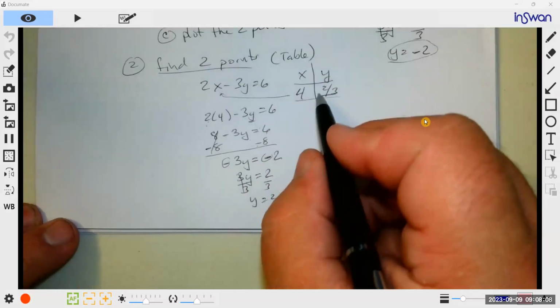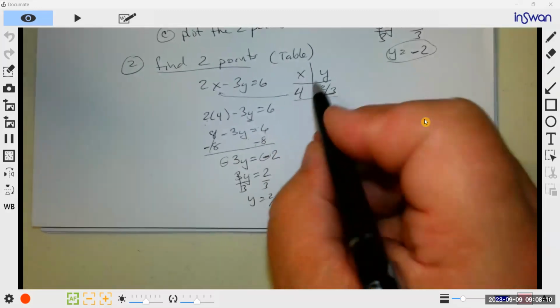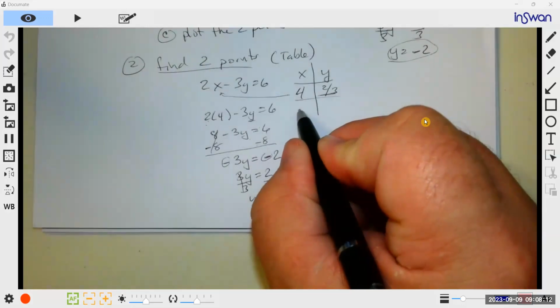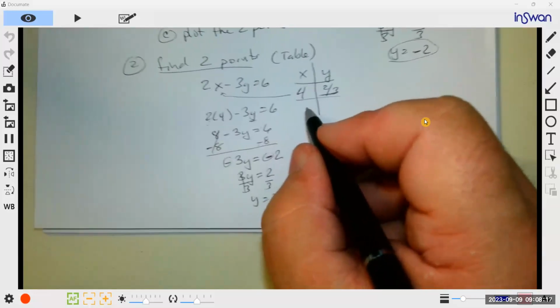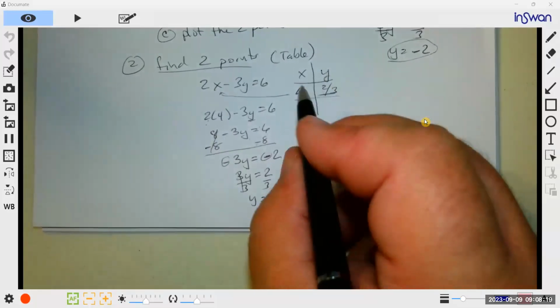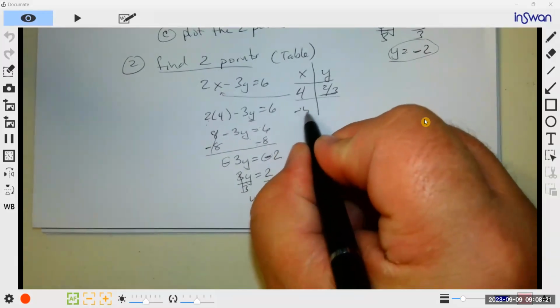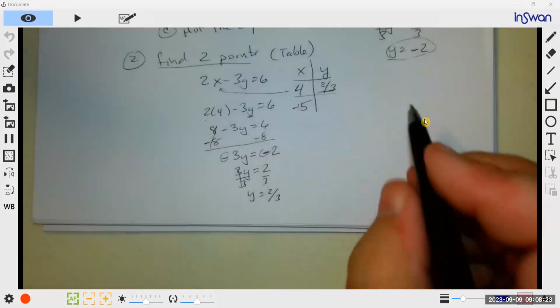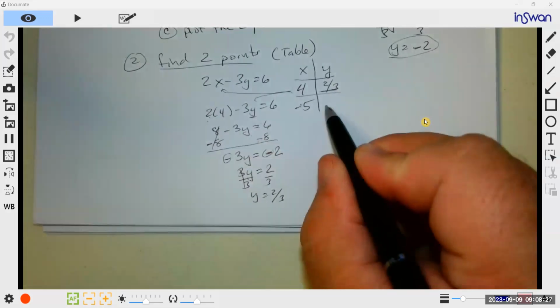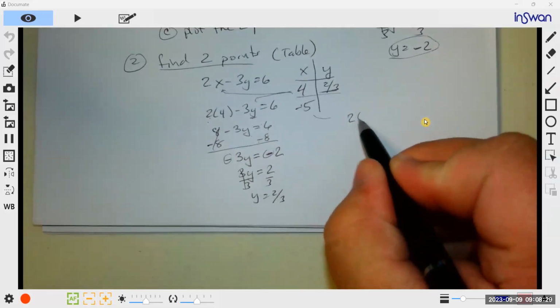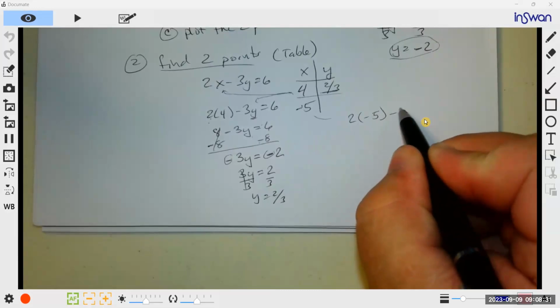All right, and we do the same thing. We could pick another value. Let's make it negative 5. So in this one, we have 2 times negative 5.